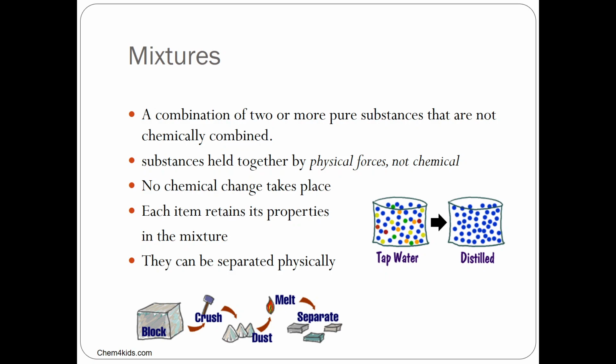Each item retains its properties in the mixture. You can also separate it physically. So, for example, to test whether or not salt water is a pure substance or a mixture, can you separate it physically? Yes, you can by boiling it. You can boil the water, which will separate the water from the things dissolved in it. Can you boil pure water? Yes. That's how you make pure water, by boiling it.